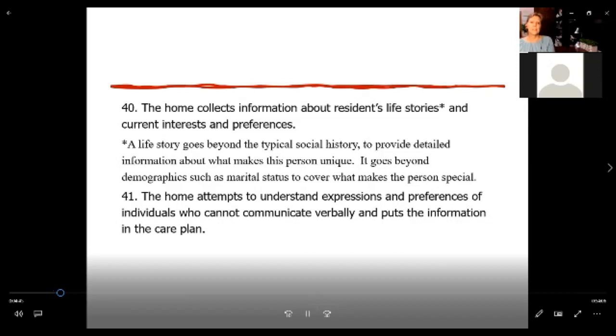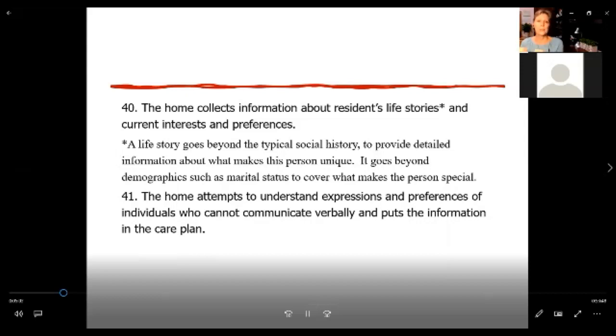And then notice we're using the term life story here. Notice it's not the word social history. If you think about it, the title social history and the logistics of it are kind of boom, boom, boom. I'm sorry, but sometimes it's just boom, boom, boom. Here's the summary of your life.